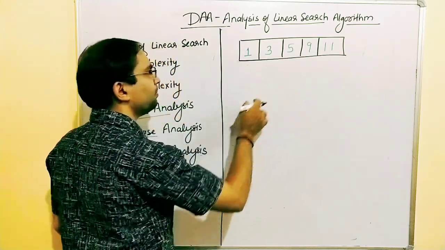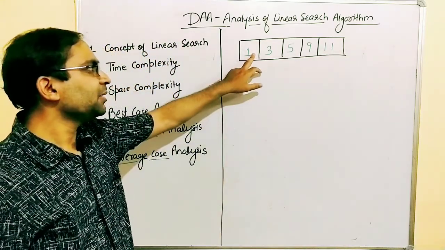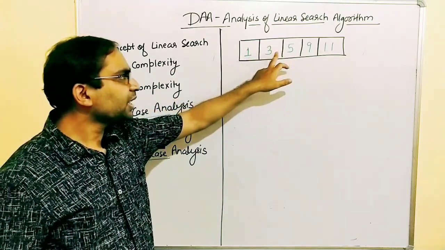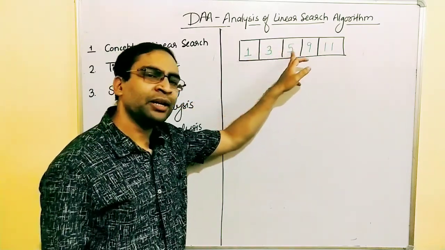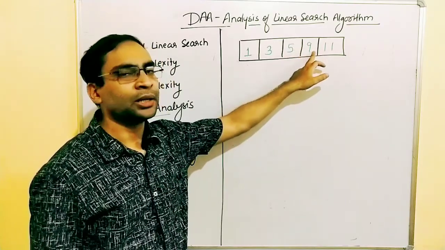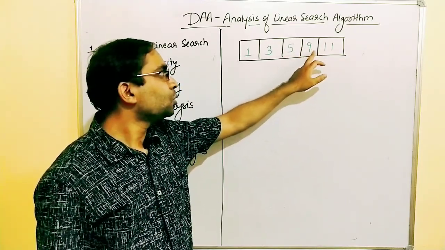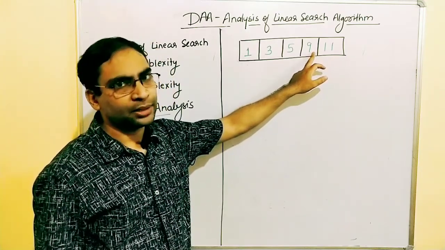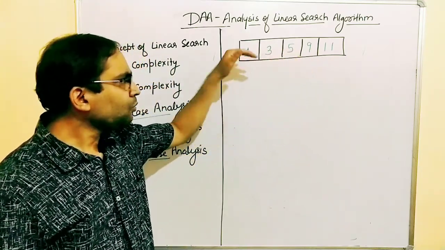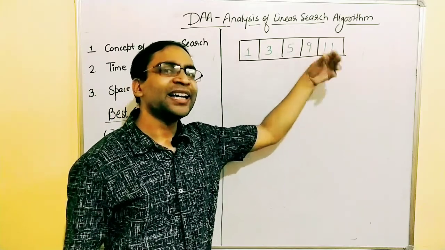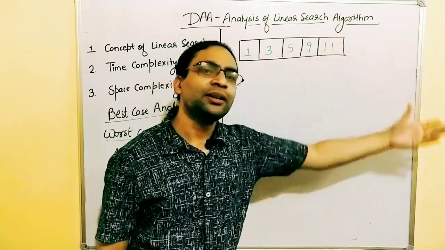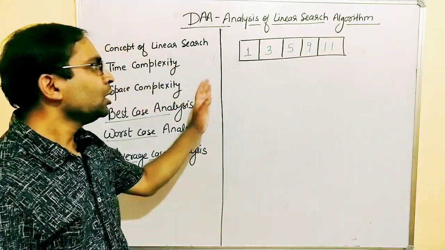So there will be some comparisons. We compare with the first element, then the second element, then the third element, and then the fourth element. In this case, you can see the 9 is at the fourth index, so we can print this. We compare the element index by index, so we keep on increasing. This is how linear search goes on.